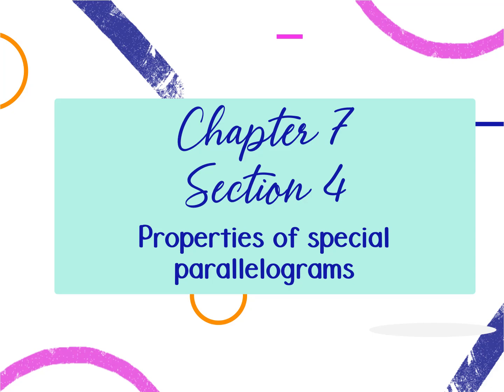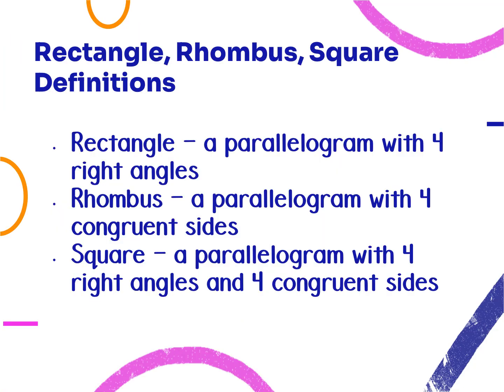All right, 7.4 properties of special parallelograms. So we have rectangles, rhombuses, and squares. These are still parallelograms. They still have all the properties of a parallelogram, but they also have their own, and we're gonna write them all on a little Venn diagram, so hopefully it clarifies everything.